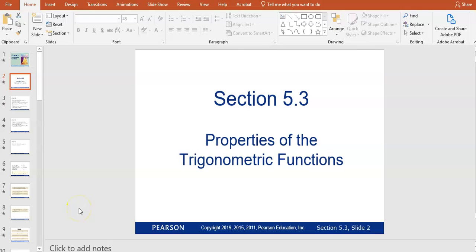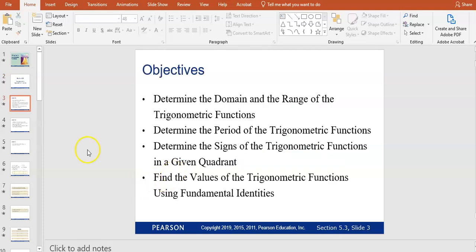Okay, welcome to section 5.3, where we'll be discussing the properties of trig functions. So we will go through our unit circle, how to find different angles, also how to find the xy coordinates, and using some identities. So let's look at what we have today.